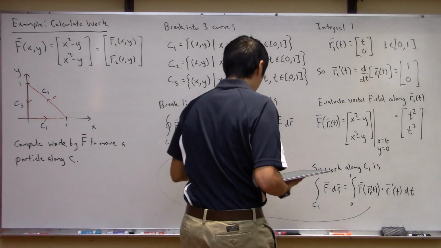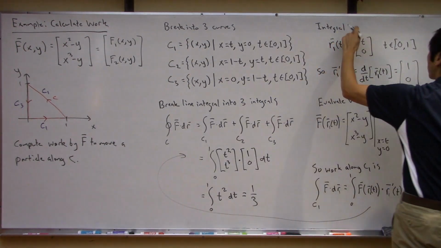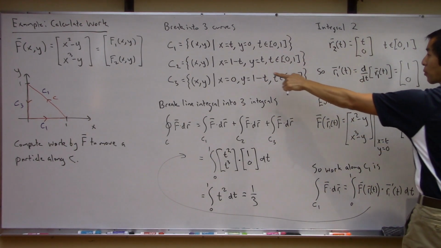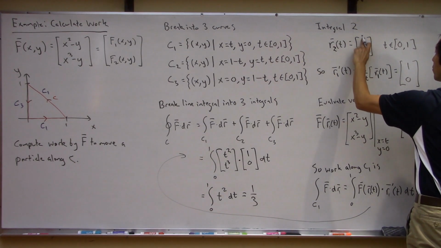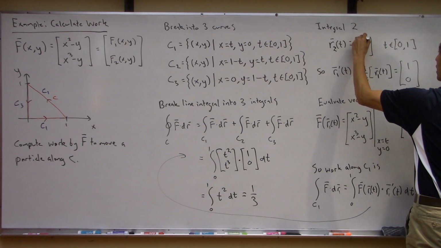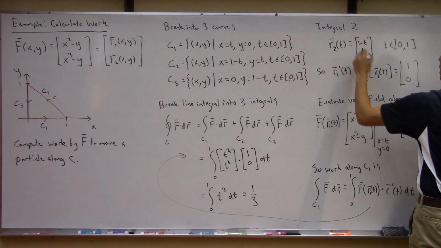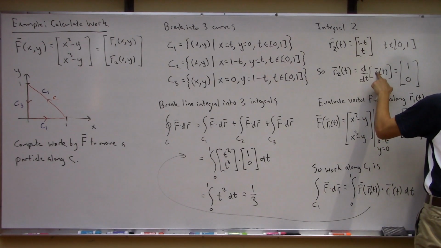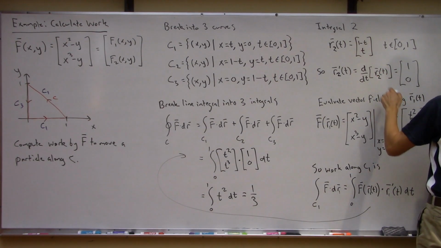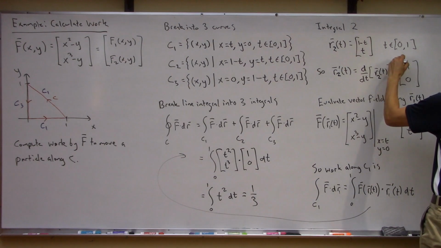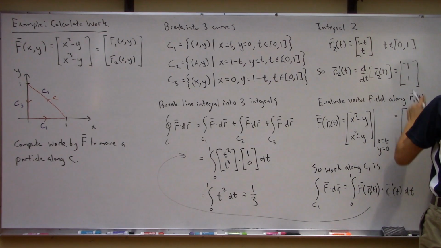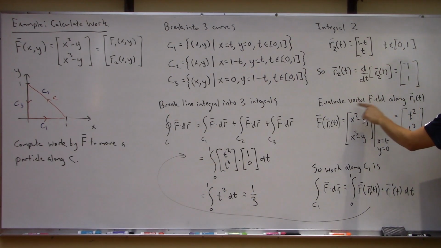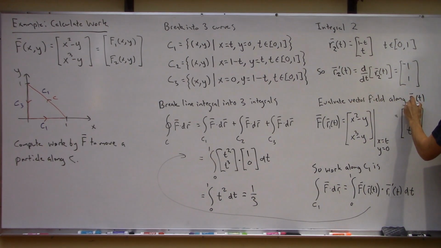You can basically do the exact same thing for integral number 2. All you have to do is change some of these. Now R2 is the parameterization where x becomes 1 minus t, and y becomes t, and again t runs from 0 to 1. Now I can calculate r2 prime, which is taking the derivative of r2 with respect to t. So what do we end up with? This is -1 and +1. Let me double check that I've got this correct. Yep, great. Now we're going to evaluate the vector field along R2.